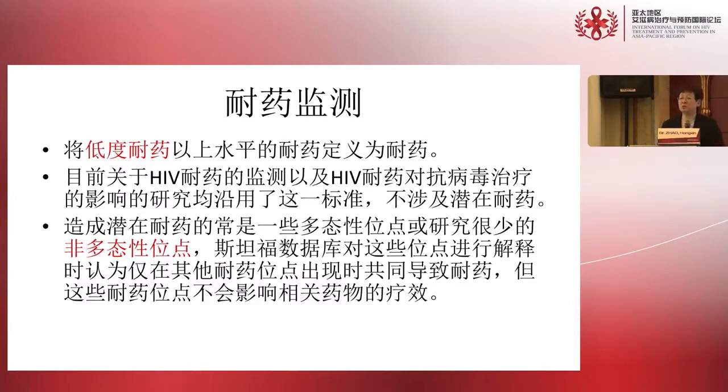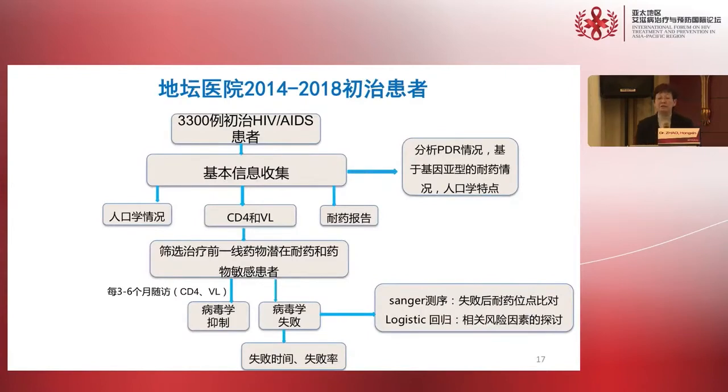Currently, our definition of drug resistance is at least a low-level resistance, and the potential resistance is not a kind of clinical resistance. So there may be some polymorphism points or non-polymorphism points. According to the Stanford database, if the patient has an isolated mutation at those points, it will not lead to clinical resistance. However, when the virus also has some other mutation points, the combination of the different points together will turn the potential resistance into clinical resistance.